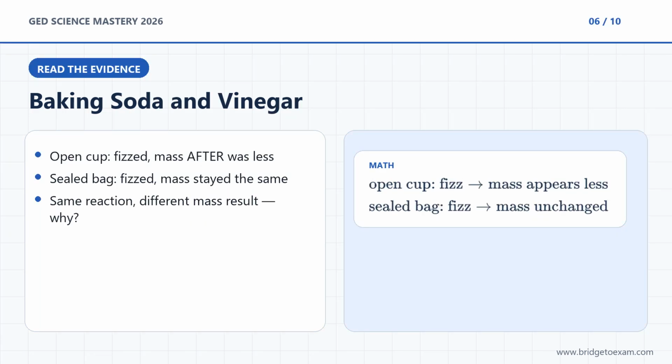Let's read a real GED-style experiment. A student mixed baking soda and vinegar 2 different ways. In an open cup, the mixture fizzed, and when it was weighed afterward, the total mass was less than before. But in a sealed plastic bag, the same amounts fizzed, yet the total mass stayed exactly the same. So we have a puzzle. Same reaction, but the open cup seems to lose mass while the sealed bag does not. In the next step, we will solve that puzzle with conservation of mass.